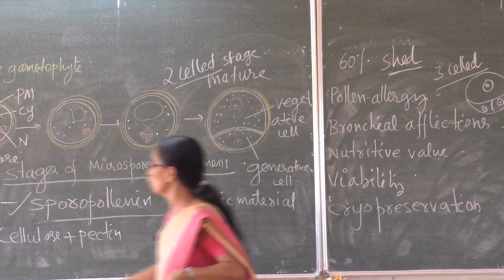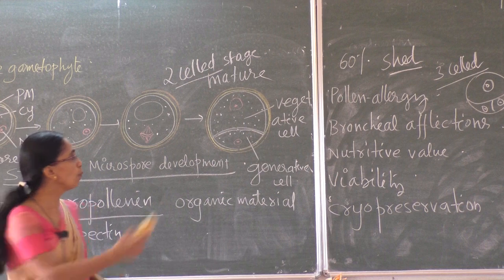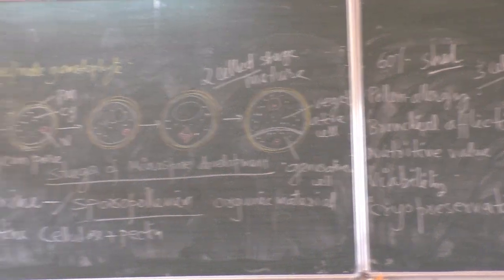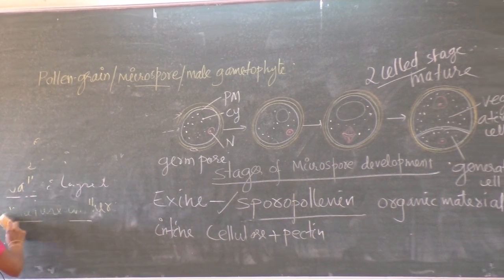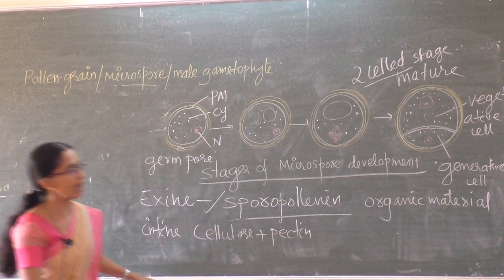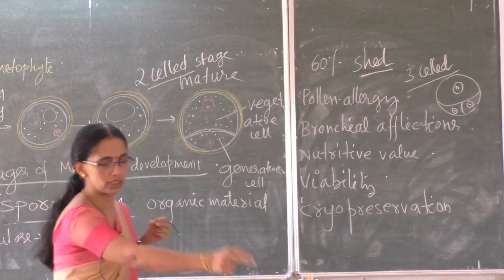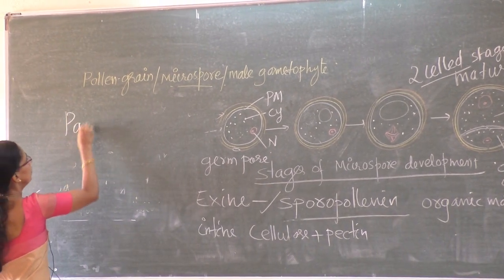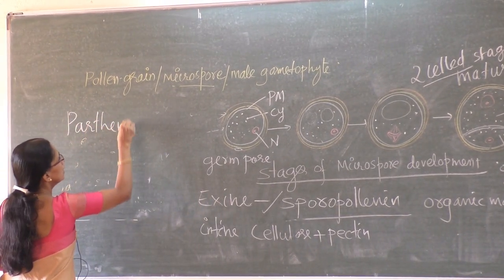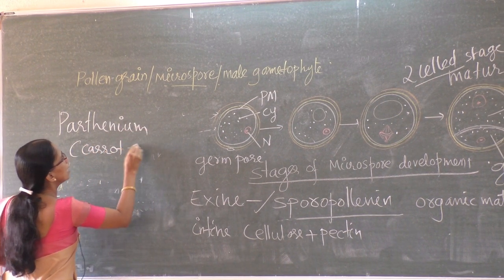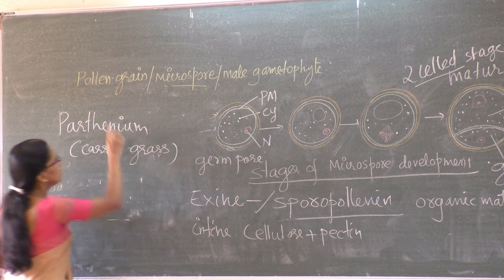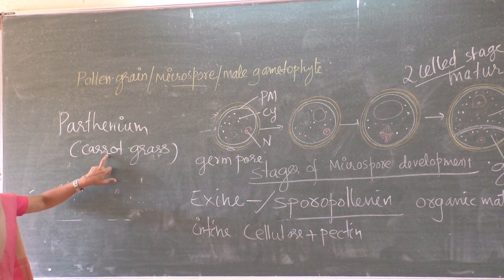Few more properties of pollen grain. One is pollen allergy. Pollen of few species of plants causes allergy. One example for pollen allergy is Parthenium. Parthenium is also called carrot grass. The plant resembles carrot, that's why the name.